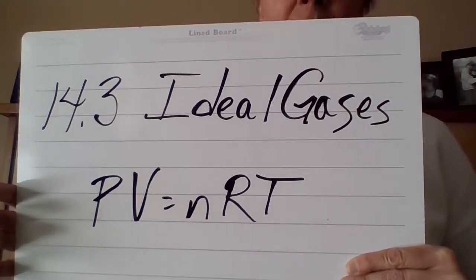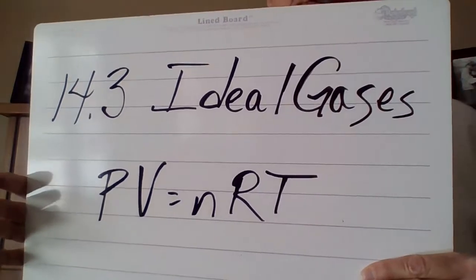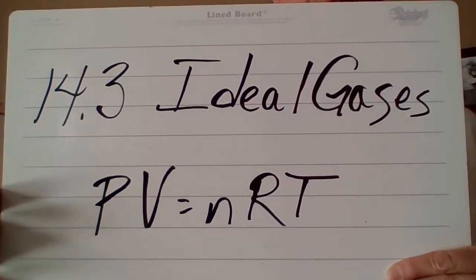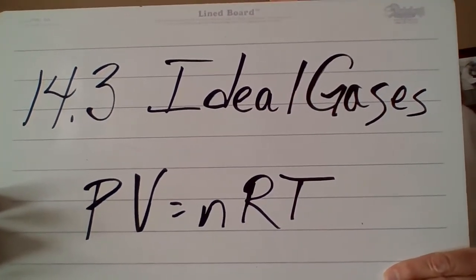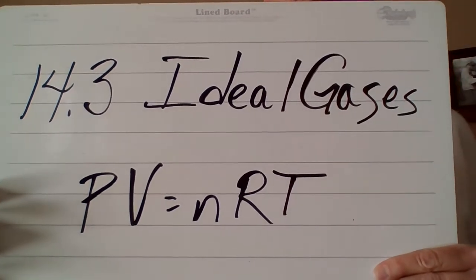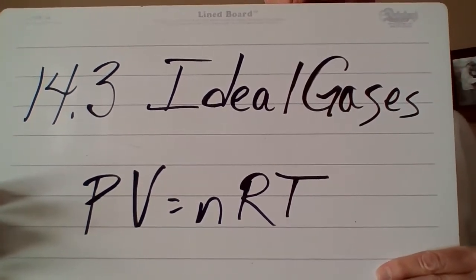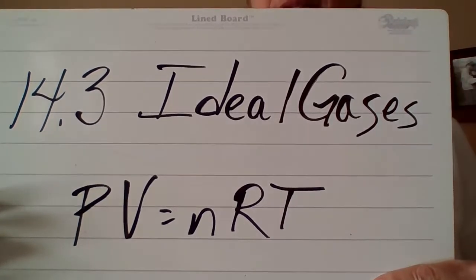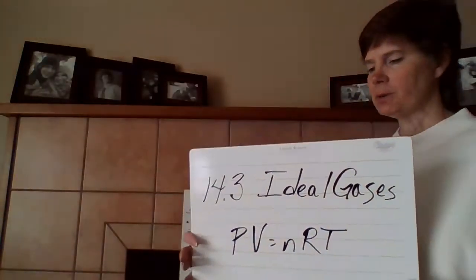Hi, we're going to talk about ideal gases, which is section 4.3 in your chemistry book. When we're working with ideal gases, we use PV equals nRT, which is called the ideal gas law equation or ideal gas equation, PV equals nRT.